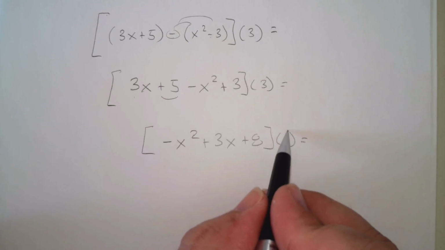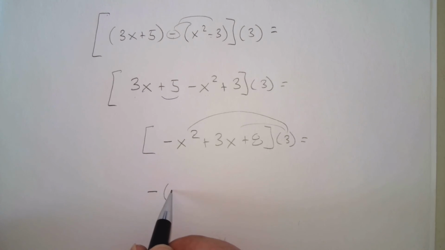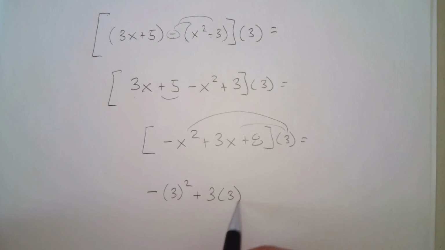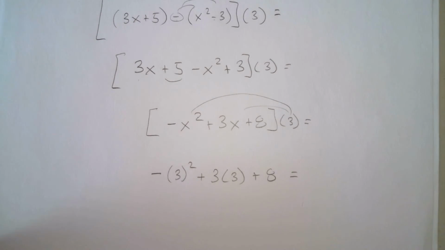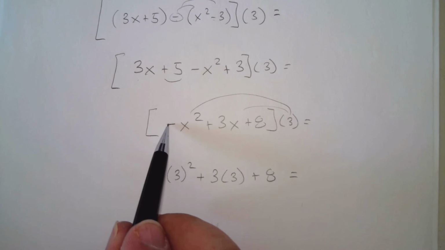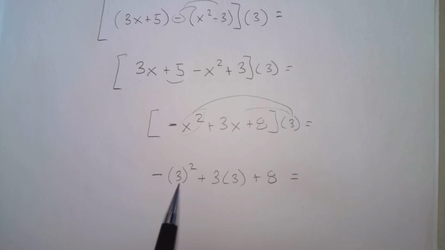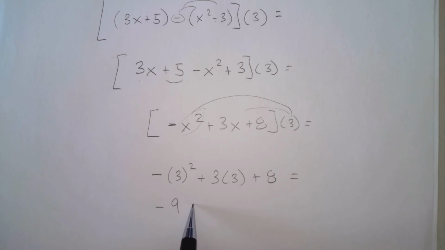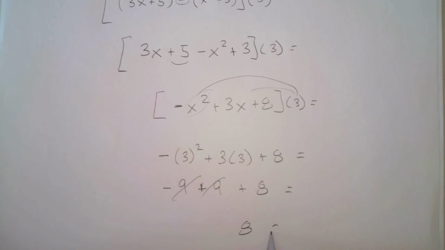So now, anywhere you see an x, just plug a 3. So negative 3 squared plus 3 times 3 plus 8. Notice this negative sign is not in a parenthesis, so this is done first. So 3 squared makes it negative 9. 3 times 3 is 9 plus 8. So they're canceled. The answer is 8.